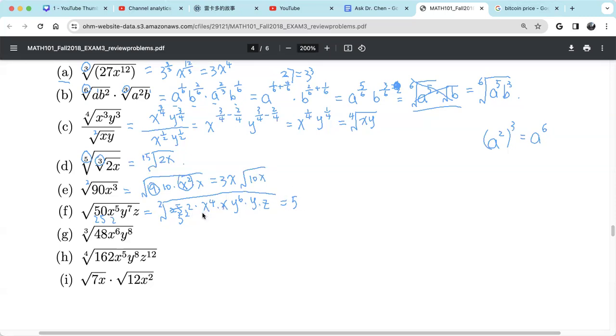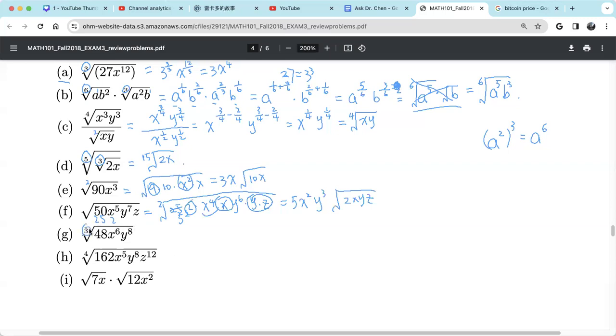Then this x to the 4th power, 4 divided by 2, that's 2. So we have x squared. Y to the 6th, 6 divided by 2, 3. So y to the 3rd power. Now what's left inside the square root? We have this 2 here, we have this x here, we have y and z. So we have 2xyz staying inside the radical sign, the square root sign.